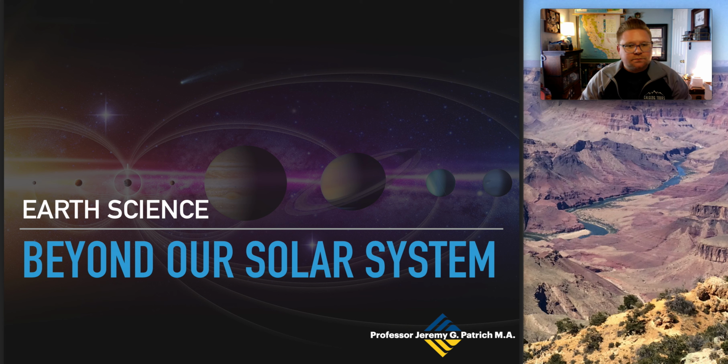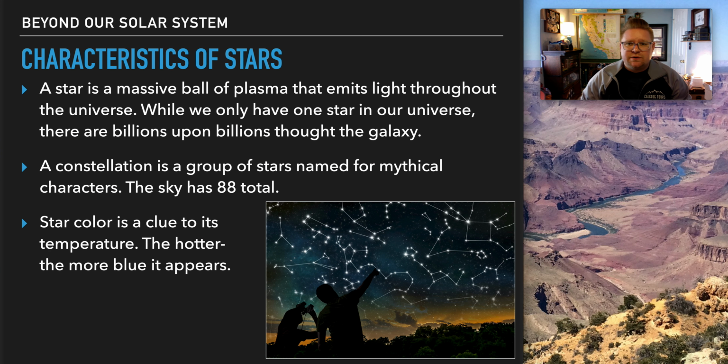So let's begin. The first thing is the characteristics of a star. Obviously stars are the first thing that people began observing. There are very interesting and fascinating cultural interpretations and observations of the stars, but then connecting the dots, looking at the constellations themselves. So what is a star?